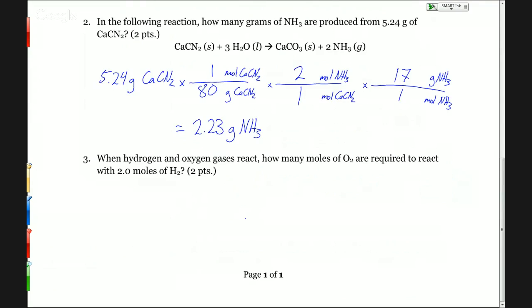And then finally, when hydrogen and oxygen gases react, how many moles of oxygen are required to react with 2 moles of hydrogen? So in this case, normally I would not tell you that oxygen and hydrogen are the diatomic gases, O2 and H2. You would need to know that. I figured for the quiz I'd give you a hand with that.